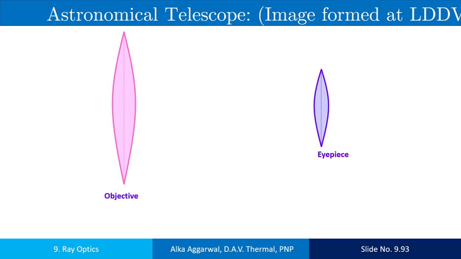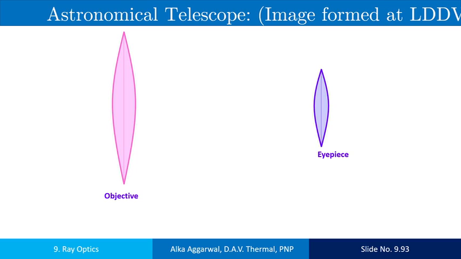Again, it is made up of two lenses, the objective and the eyepiece. The lens which is close to the object, towards the object, is called the objective, and the lens through which the image is seen is called the eyepiece. The focal length and the aperture of the objective are much larger than the focal length and the aperture of the eyepiece.